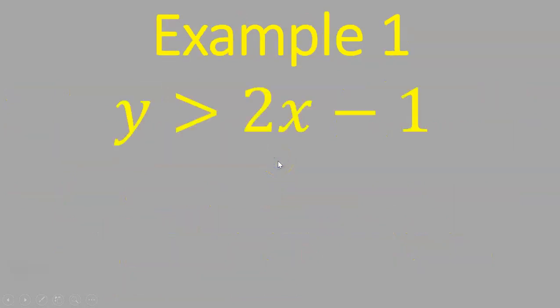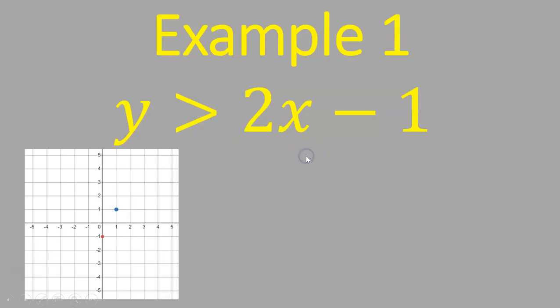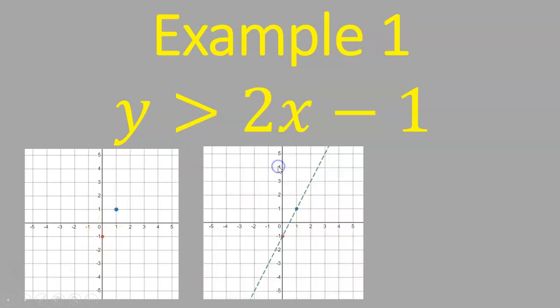Okay, so here's y greater than 2x minus 1, the same example that we saw earlier. So we're going to graph this. It's in slope-intercept form. So again, your y-intercept here is -1. Your slope is 2 over 1. Okay, so you can see those points. We're going to connect them with a dashed line.